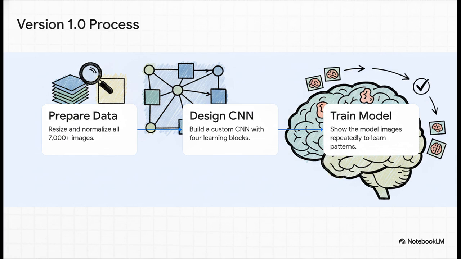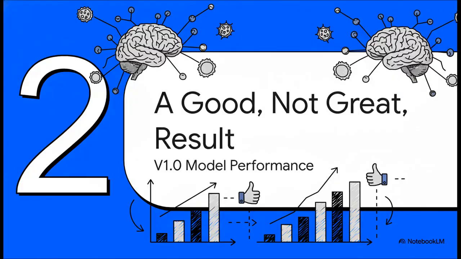The game plan for this version 1.0 is pretty straightforward. First, you got to prep the data. Make sure all the images are the same size, same brightness, get them all cleaned up. Next, we design the AI's brain. It's a special kind of network called a CNN, which is just brilliant at processing images. And finally, the training begins. We just show the model these images again and again and again. It makes a guess, we tell it if it's right or wrong, and slowly but surely, it starts to learn the patterns. All right, so after all that studying, how did our student do on its final exam?